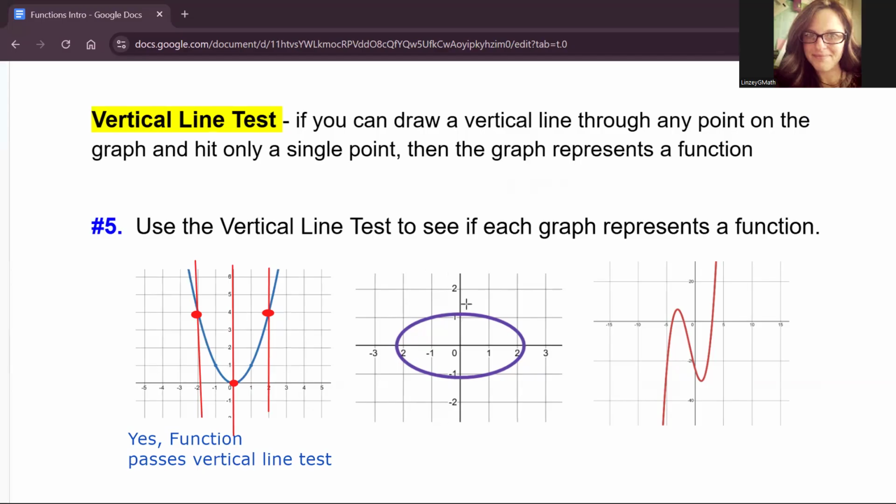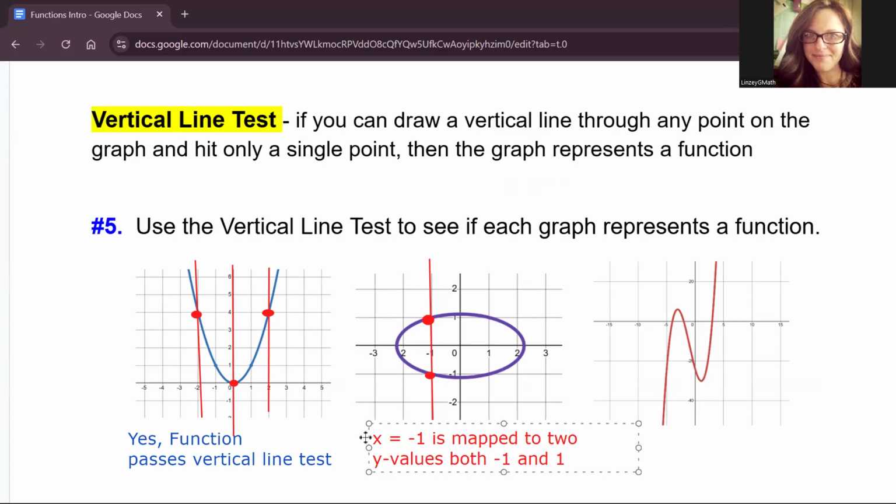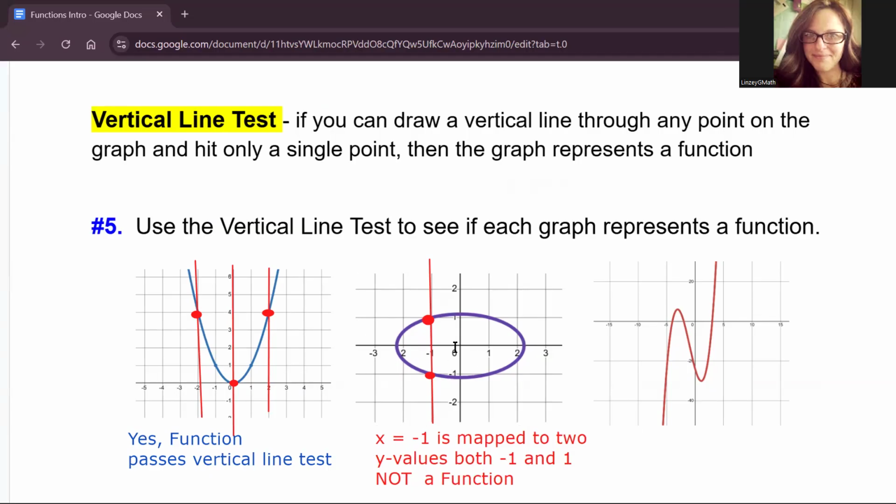All right, this ellipse, if we draw a vertical line, I hit 2 points. The x value of -1 is mapped or assigned to 2 y values, both -1 and +1. So this is not a function. Doesn't pass the vertical line test.